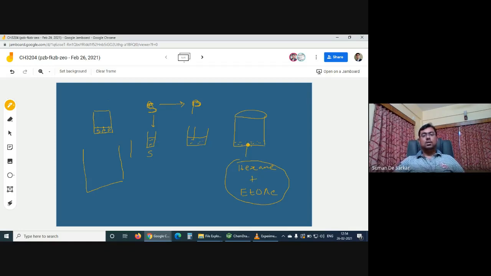Okay, so once this eluent is there, we'll place this TLC plate in here. Okay. So after placing, it will look like this.